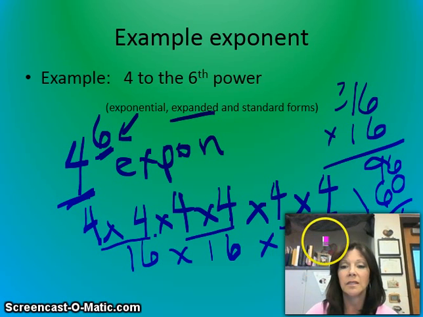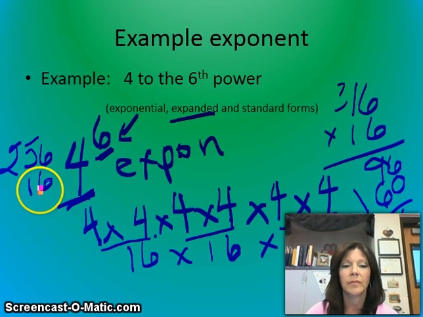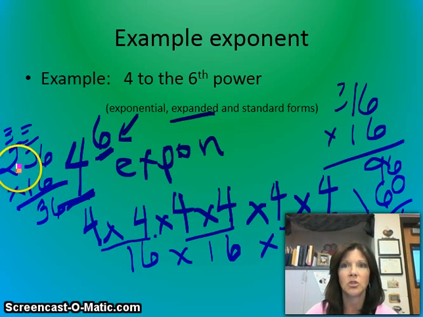But I'm not done because I still have 16 over here. I shouldn't have written so big because now I'm going to have to come over here and do 256 times 16. I have to finish multiplying this out. 6 times 6 is 36, carry my 3. 6 times 5 is 30, plus 3 is 33. I think I need lines. 6 times 2 is 12, plus 3 is 15.